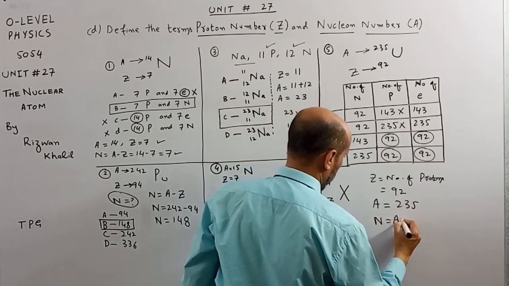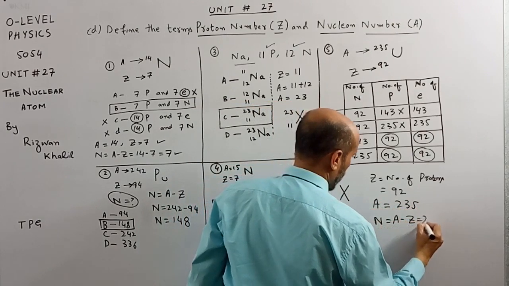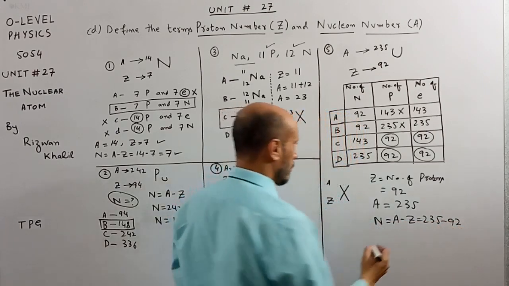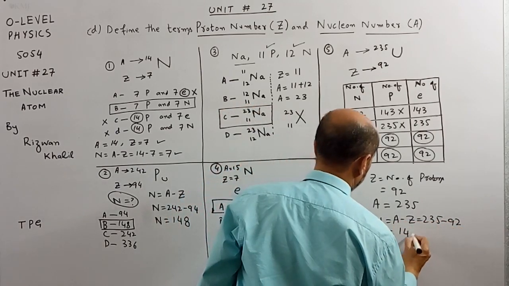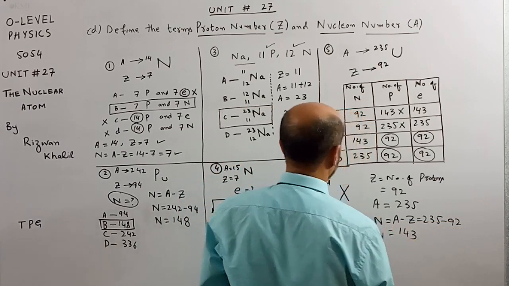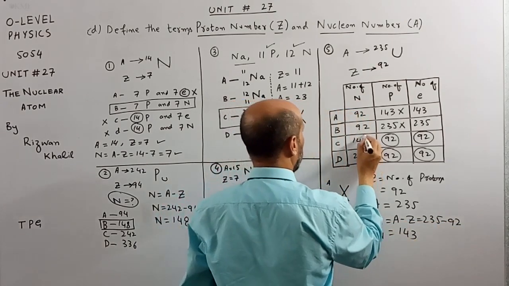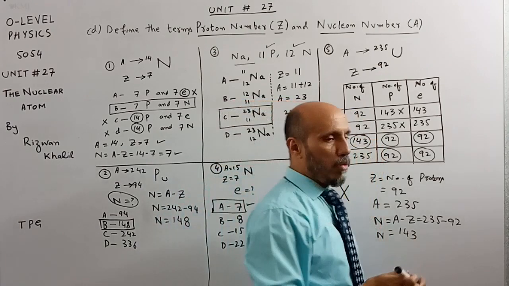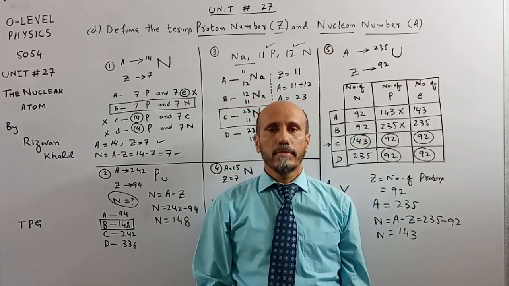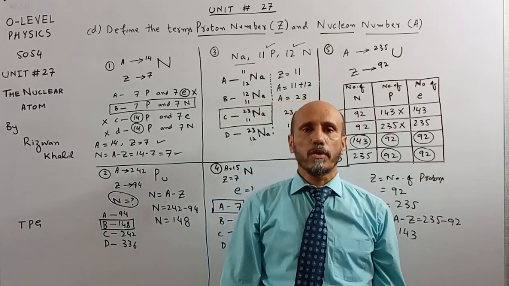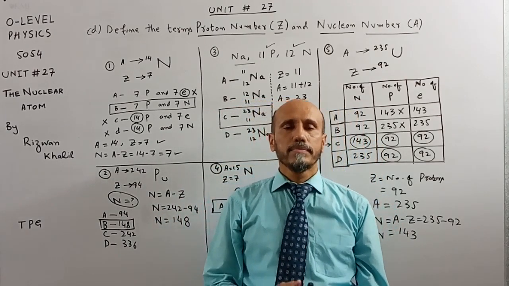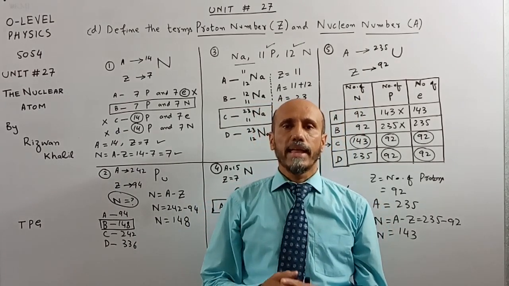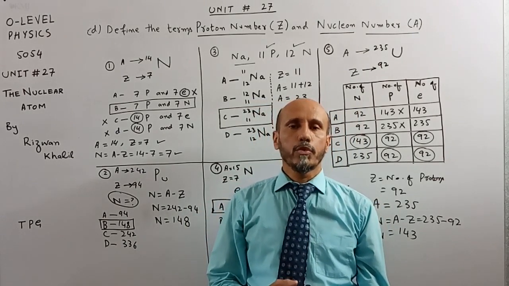Number of neutrons is A minus Z, 235 minus 92, that is equal to 143. So which option is the correct option? Option C. So I hope that now you have understood the concept of this learning outcome, that is nuclide notation, proton number and nucleon number.